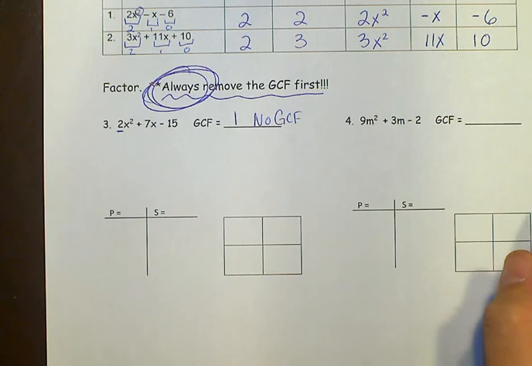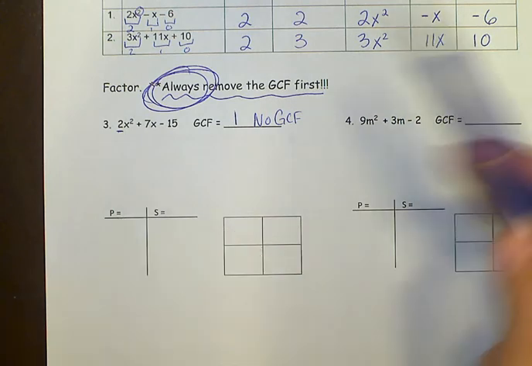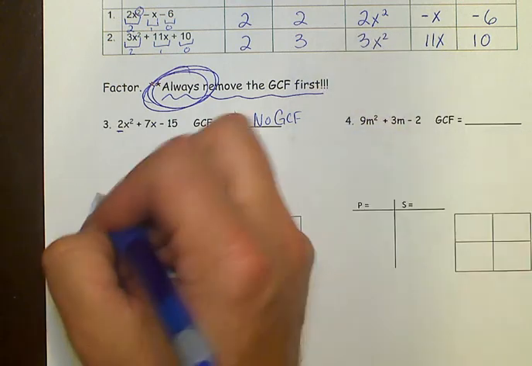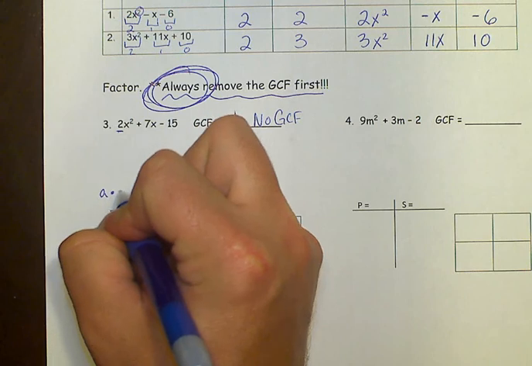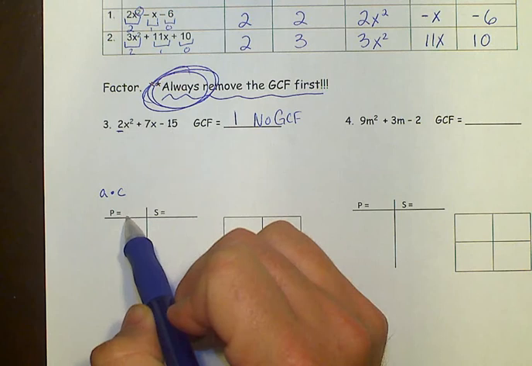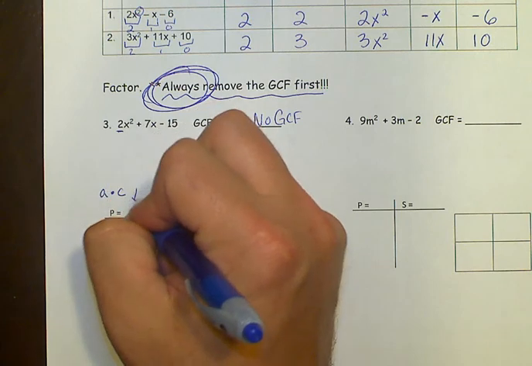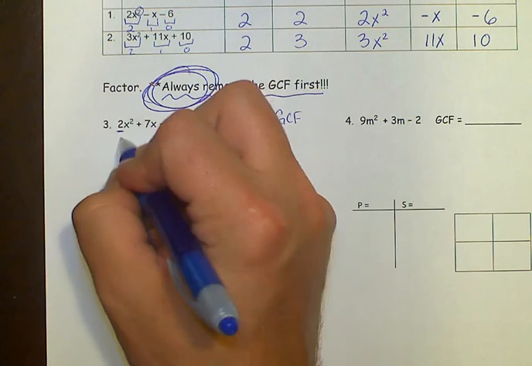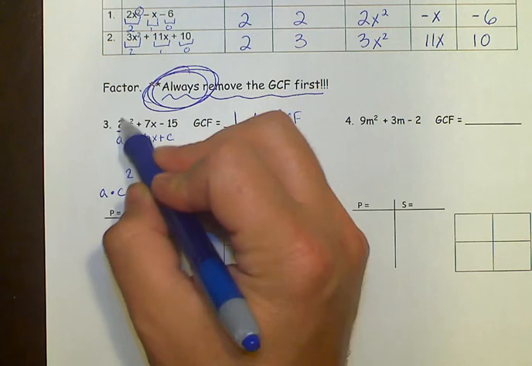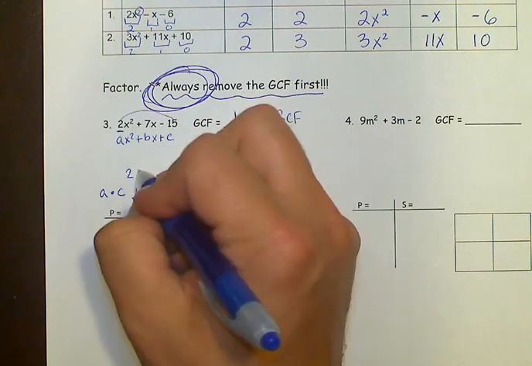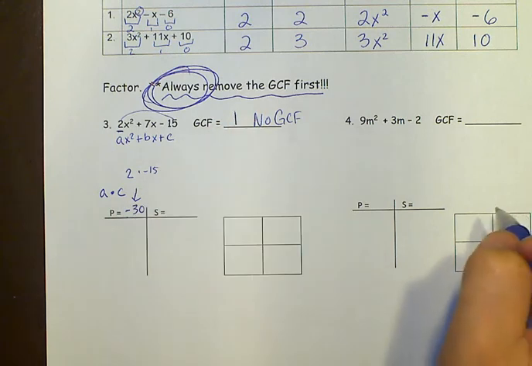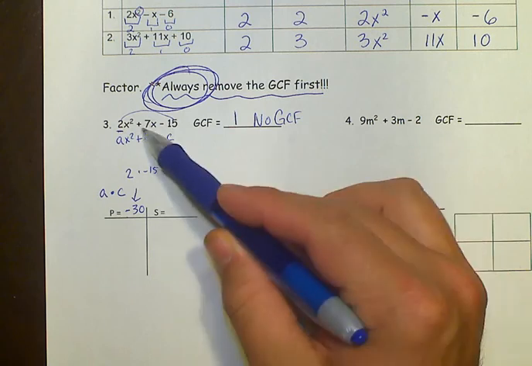So for my product here, the only thing that's different about this than the other lesson is that my product is my A term times my C term. So that means 2 times negative 15. Remember this is ax squared plus bx plus c, so I do a times c. 2 times negative 15, so my product is negative 30. My sum is still the same thing as the other day. It's going to be 7.